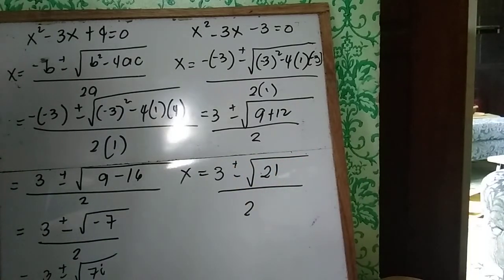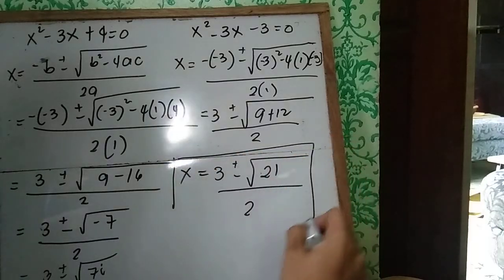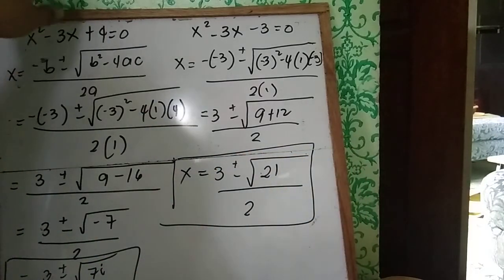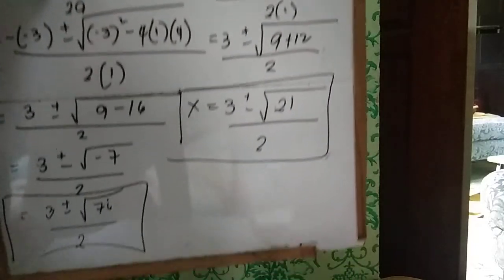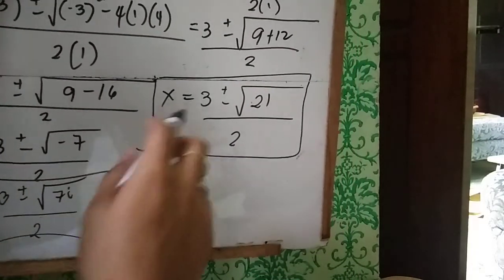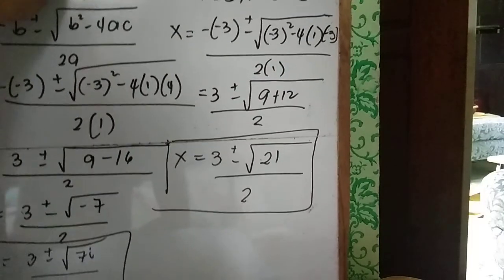We have no perfect square factors of 21. So therefore, this is the answer. Our roots, or the solutions, are x equal to 3 plus or minus 7 square root of 7i over 2, and x equal to 3 plus or minus the square root of 21 over 2.